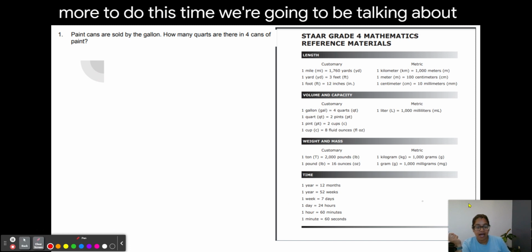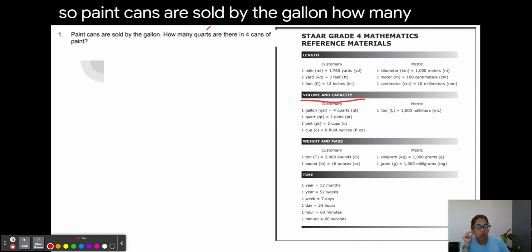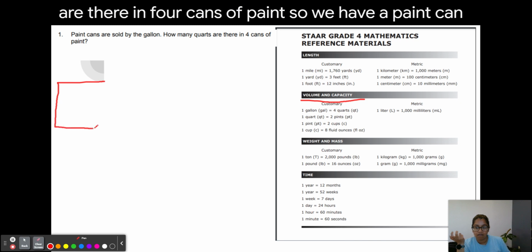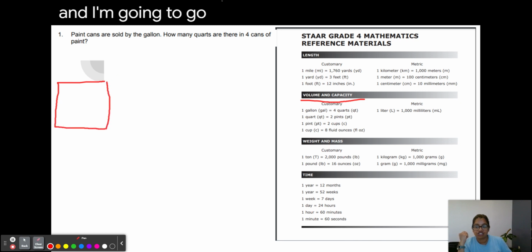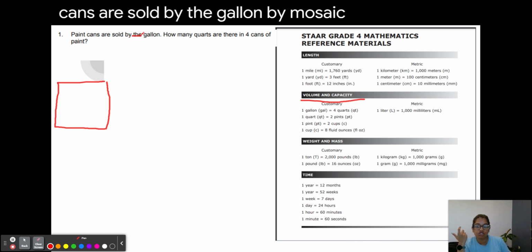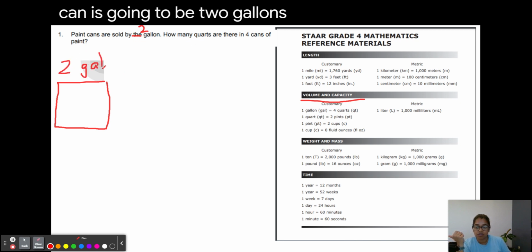This time we're going to be talking about volume and capacity, but let's go ahead and read this. Paint cans are sold by the gallon. How many quarts are there in 4 cans of paint? So we have a paint can. I'm going to change this a little bit so we can do something a little different. It says paint cans are sold by the gallon, but I'm going to say there are 2 gallons in each paint can. So one paint can is going to be 2 gallons.